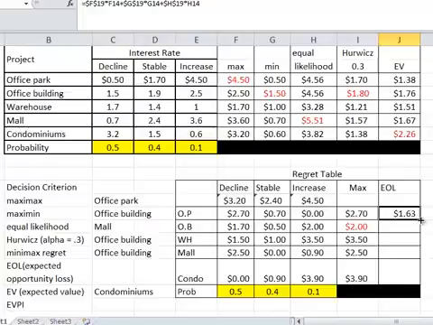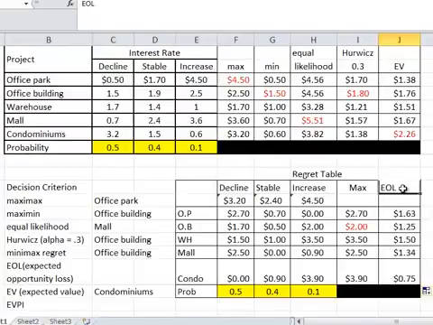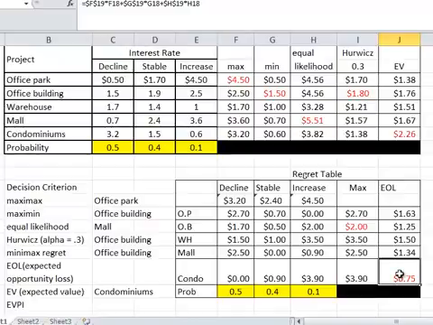Then we calculate ELL for the other 4 decisions. Keep in mind, ELL is expected regret. The smaller the regret, the better. So we're going to look for the smallest number among the 5 ELLs. Which one is the smallest? 0.75. Let's highlight it. Based on ELL, the best investment project is still condo project.